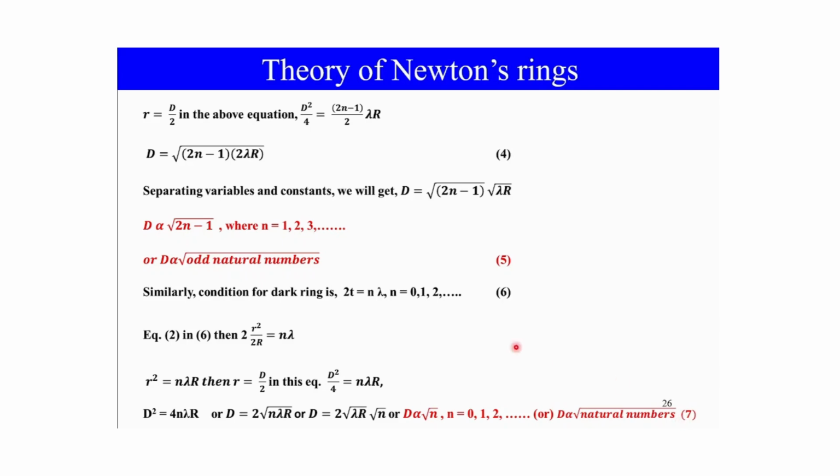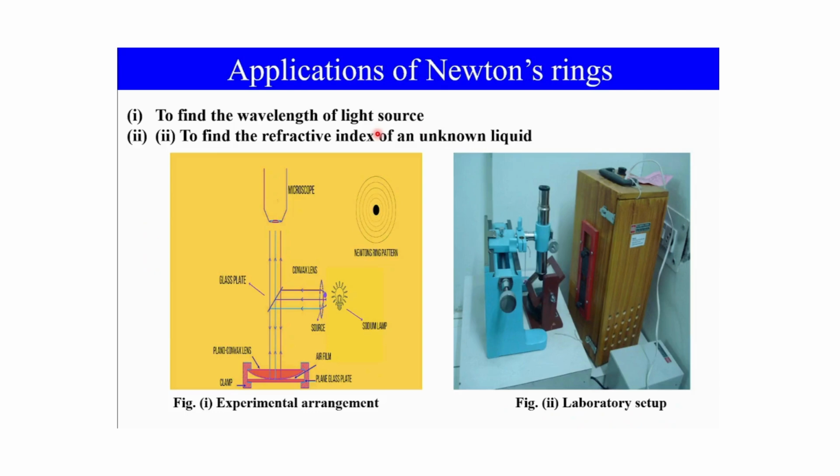This is equation 7, and equation 5 and equation 7 are the conditions for the diameter of the bright and dark rings used in this concept. So this is about Newton's rings, the theoretical part. It is also called the discussion of the diameter of bright and dark rings using the Newton's rings experiment. In the next session we are going to discuss the applications of Newton's rings. Generally this concept is important from the laboratory point of view. In rare cases this question can be asked in university examinations also.